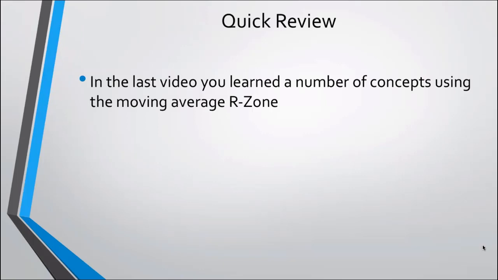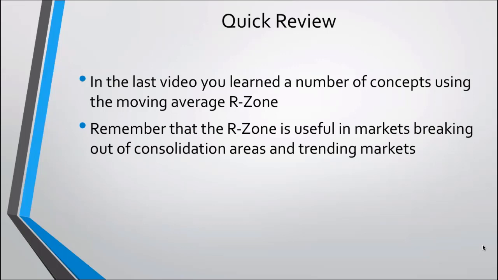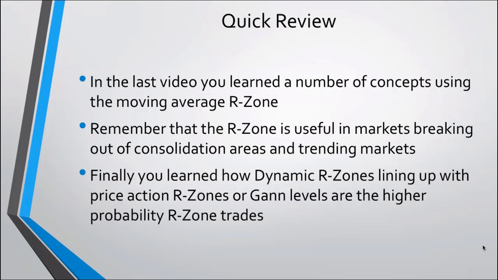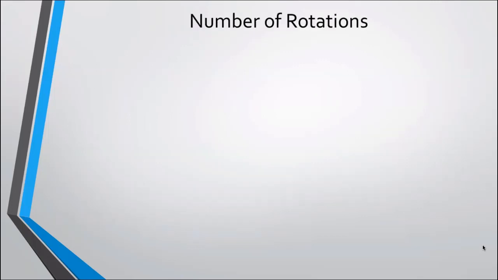In the last video, you learned a number of concepts using the moving average R zone. Remember that the R zone is useful in markets breaking out of consolidation areas and trending markets. Finally, you learned how the dynamic R zones lining up with price action R zones or GAN levels are the higher probability R zone trades.